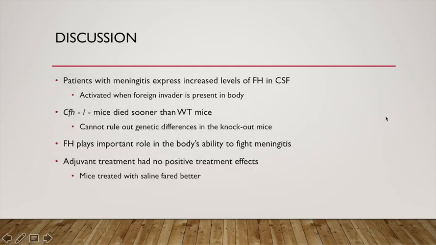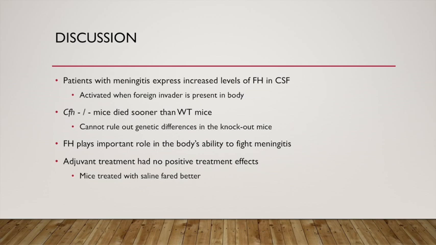And now for the discussion section. So we saw that patients with meningitis express increased levels of factor H in their cerebral spinal fluid, which indicates that factor H is activated when a foreign invader is present or detected in the human body. It was expressed in the cerebral spinal fluid because we had an infection of the meninges, which obviously line the brain and spinal cord. So that's why we saw a high prevalence of it there.